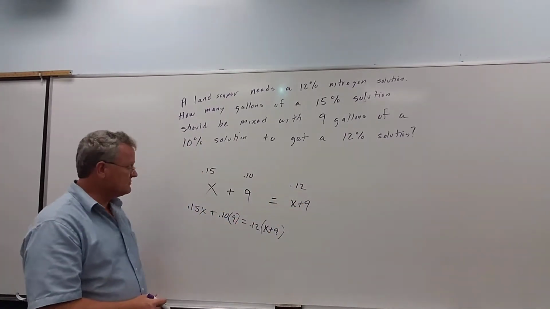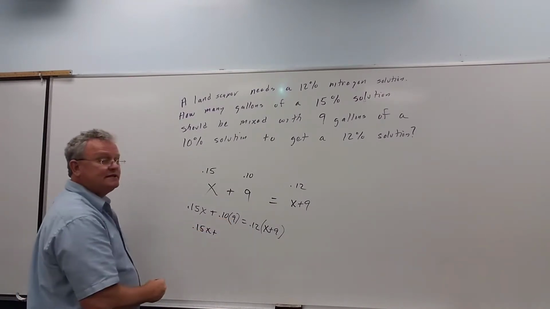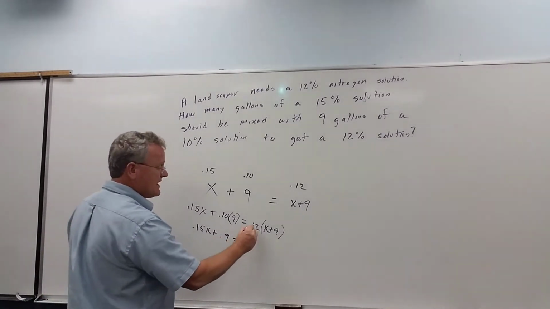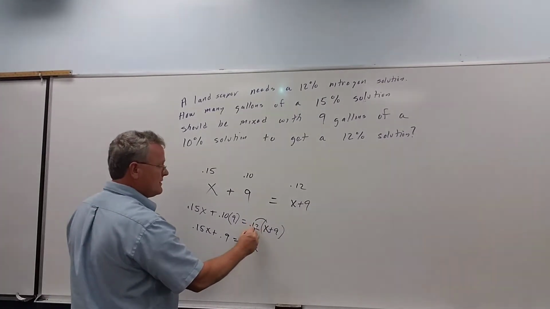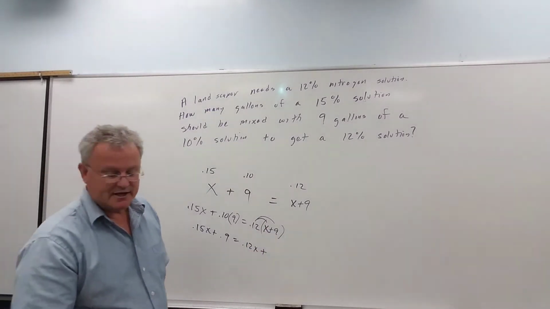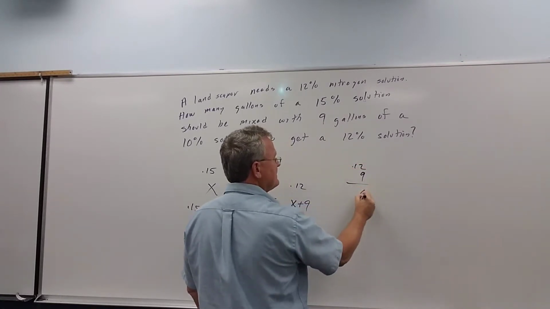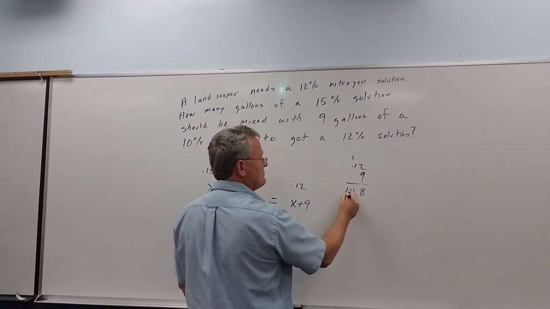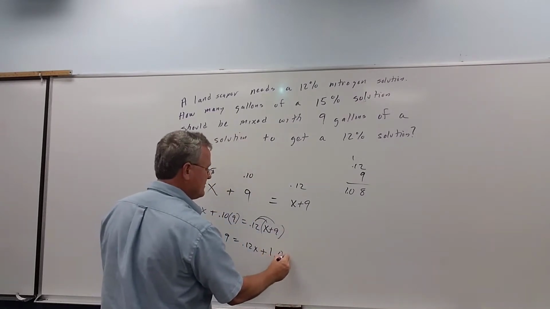Now we just solve this equation. So we have 0.15x, 9 times 0.1 is 0.9. On this side, we distribute 0.12x plus 9 times 0.12, and what is 9 times 0.12? 9 times 2 is 18, 9 plus 1 is 10. Move the decimal over 2 places, we get 1.08.